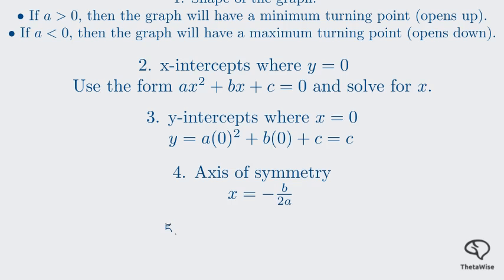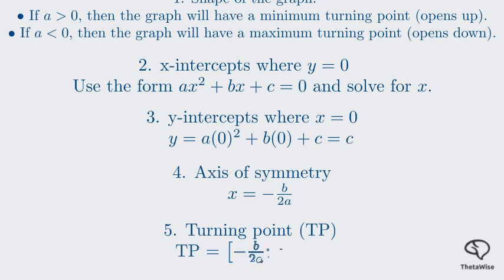Fifth and finally, we find the turning point. This is the peak or valley of the parabola. Its x-coordinate is the same as the axis of symmetry, which is negative b over 2a. To find the y-coordinate, we simply substitute this x value into our original equation and solve for y. This gives us the full coordinates of the turning point, negative b over 2a and f of negative b over 2a. It's the most important point on the parabola.